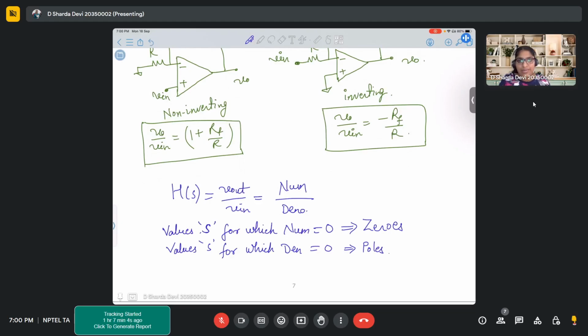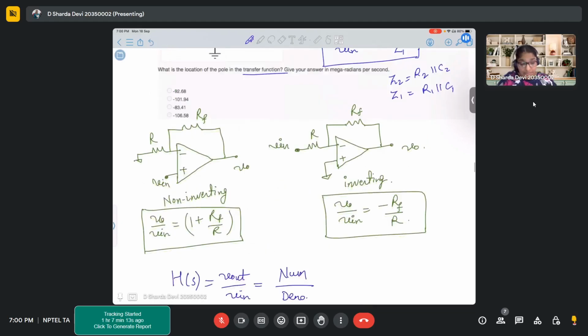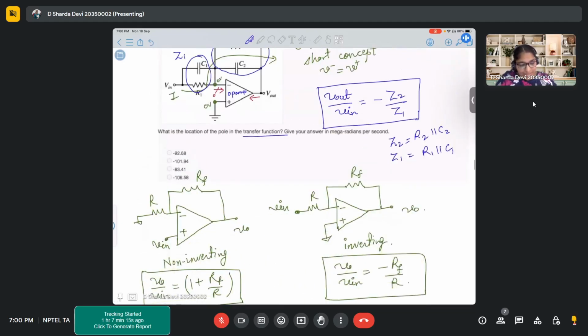Poles and zeros are clear, right? Any doubts in the poles and zeros concept? No doubts, no? Okay, considering there are no doubts, so what is the problem?